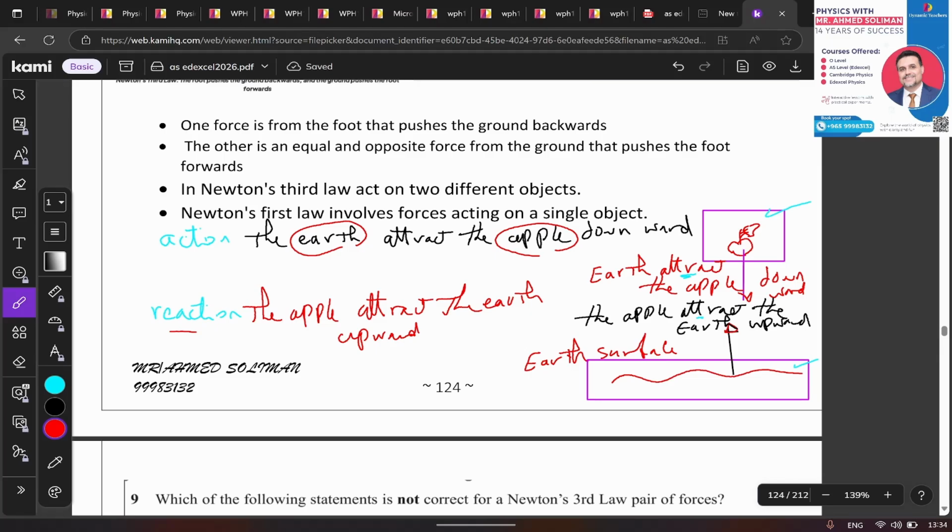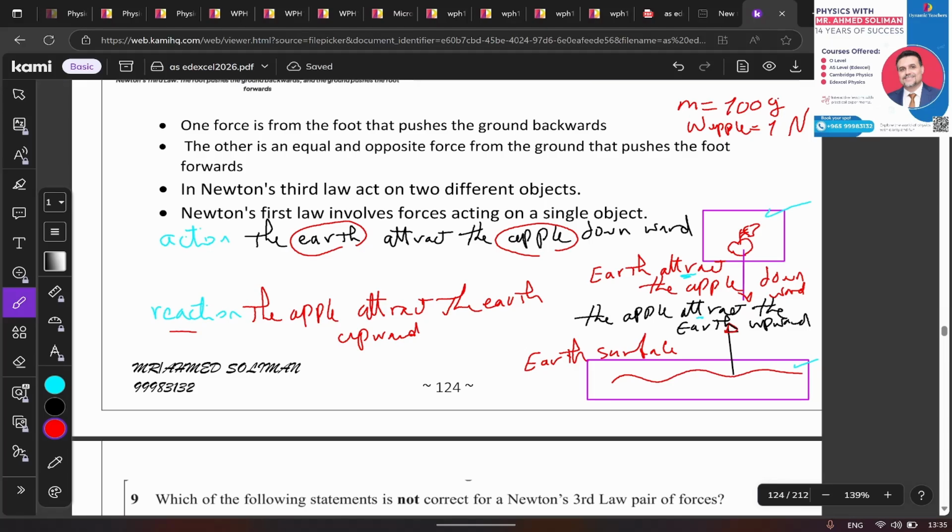Maybe it doesn't make sense, right? Yes, but how does the apple attract the Earth? Now, if we have an apple, what is the mass of the apple? 100 grams. What is the weight of the apple? About 1 kilo. Kilogram? No, 1 Newton. Okay, yes.